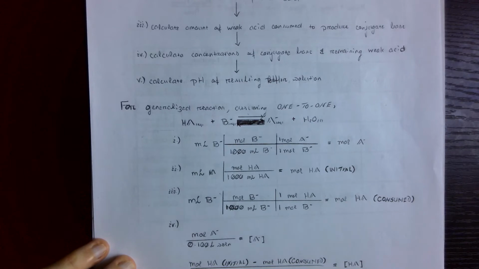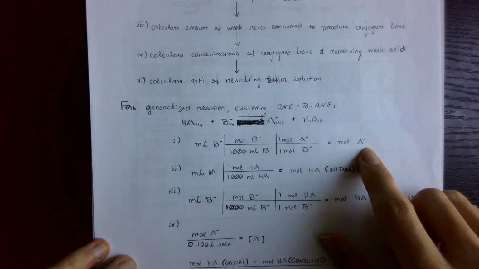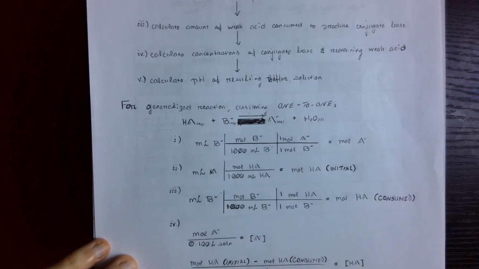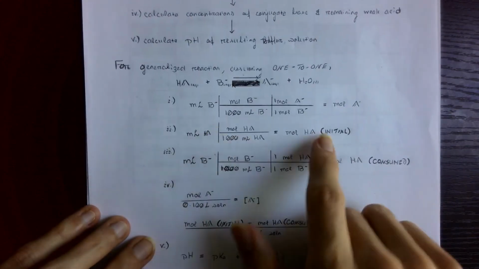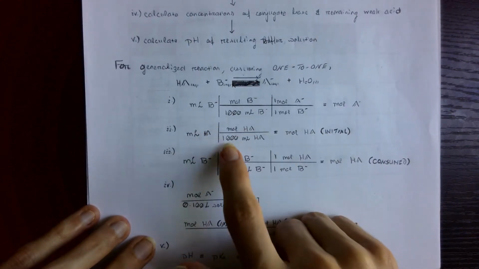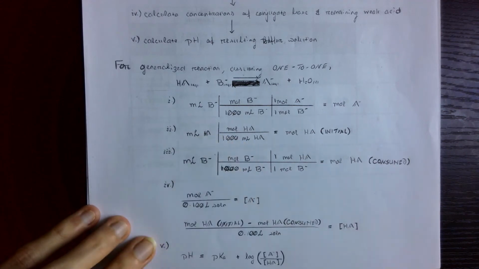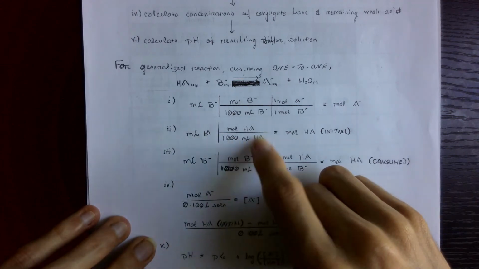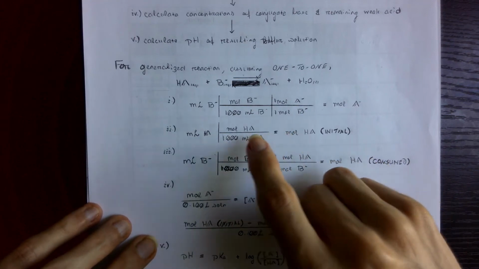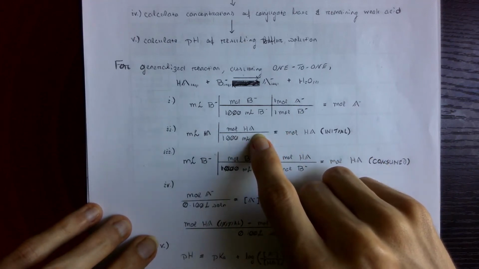Now, to get my weak acid molar amount, I need to figure out how much I started with and then figure out how much I used to make A minus. If I take the difference of those two, that's going to tell me how much weak acid I have left over in my buffer solution. So step 2 is getting the initial amount of weak acid I started with, and that's easy. You're just going to take the milliliters of weak acid. You're given the concentration, and I'll show you on the last page how that works out.